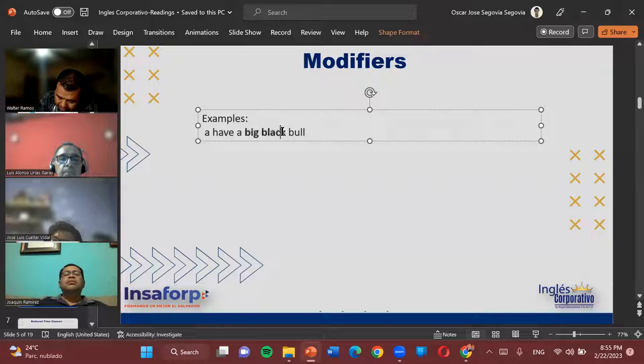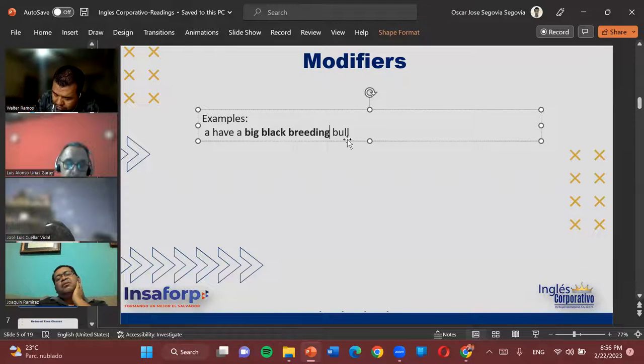We're only including two. So here we may say, for example, I think this is the proper word. Let me see if it's the proper word. I think it's breeding. Because those are things that I don't necessarily know. Breeding. Yes. Big black breeding bull. Breeding bull.